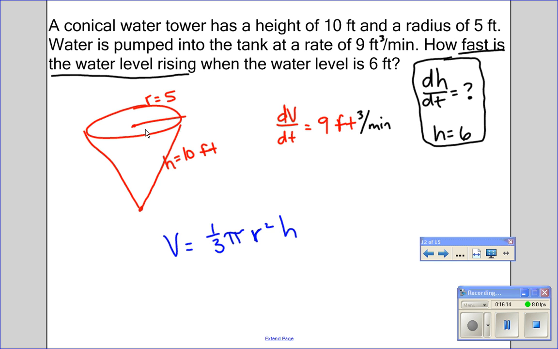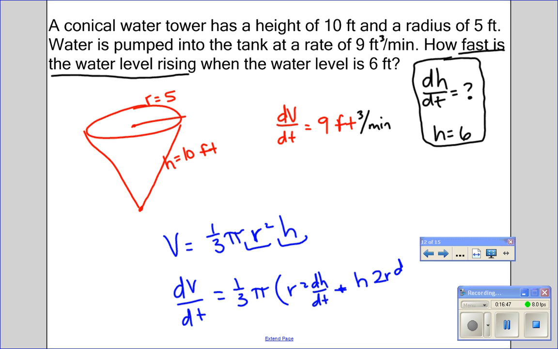Okay, so I have my picture. I remember my equation. Remember the E part is to evaluate. So the derivative of V is dV/dt, equals 1/3 pi, check this out, r squared times h. That's the product rule, so let's do the product rule. Leave the first, derivative of the second, dH/dt, plus leave the second, derivative of the first, so that's 2r dr/dt.